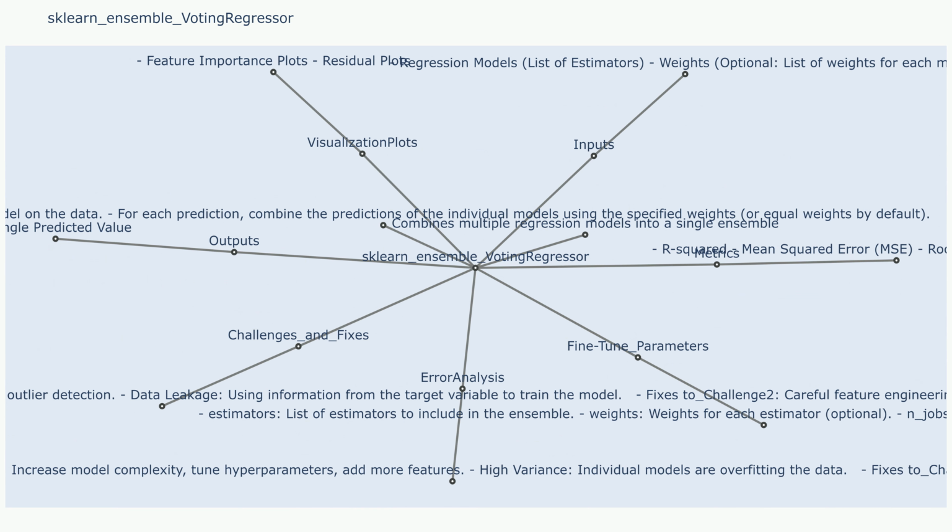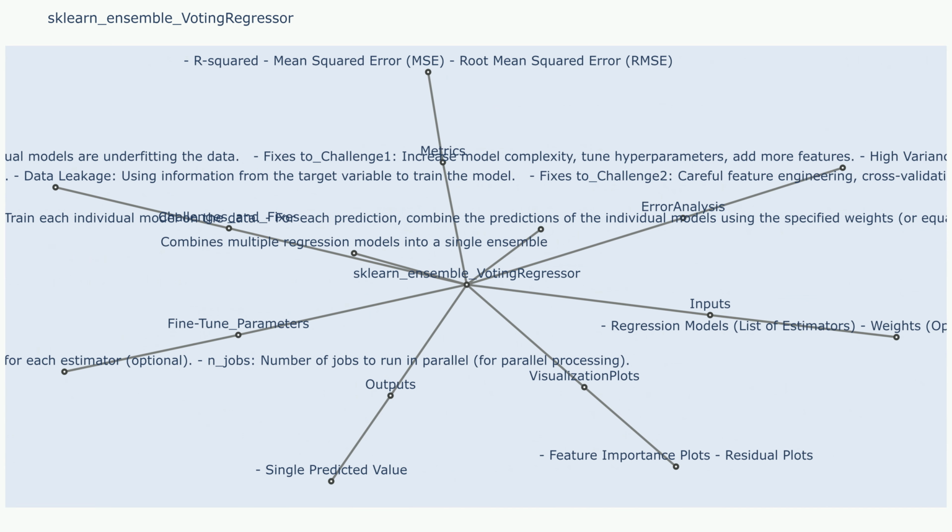Fixes to challenge 1. Use regularization techniques, e.g., L1 or L2 regularization on the individual models to prevent overfitting. Utilize ensemble methods with built-in overfitting mitigation, such as random forests or gradient boosting. Consider using a validation set during training to monitor model performance and detect overfitting.